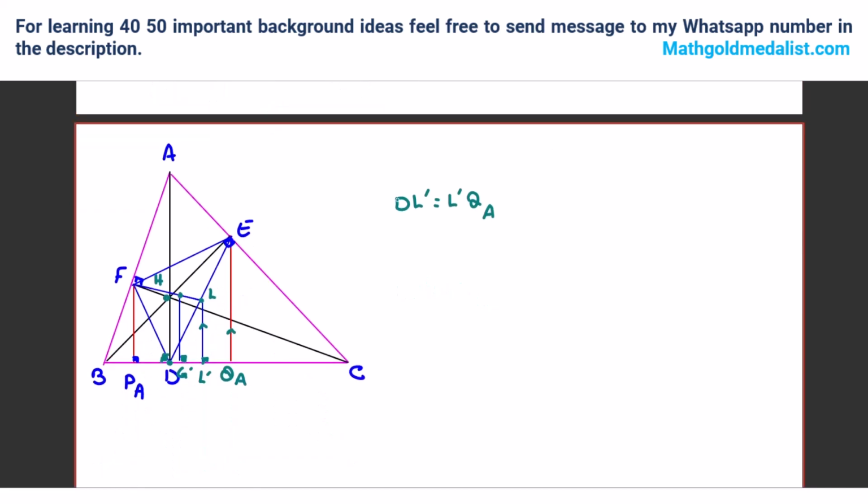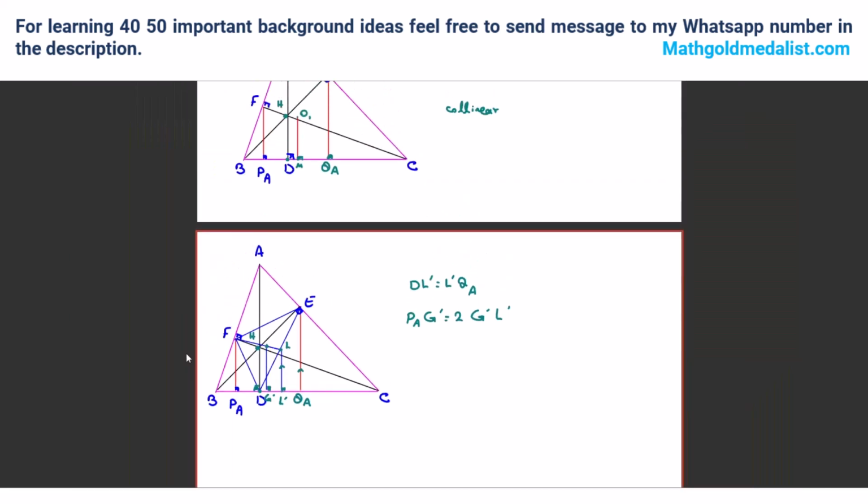And then you say, okay, L prime is the midpoint of QAD, right? So L prime is a good point, right? Now, do you agree this is 1/2 of this, right? So on this line, what is half of what, or what is twice what? PAG prime is twice G prime L prime, right? So we found G prime because PA is good, this is good.